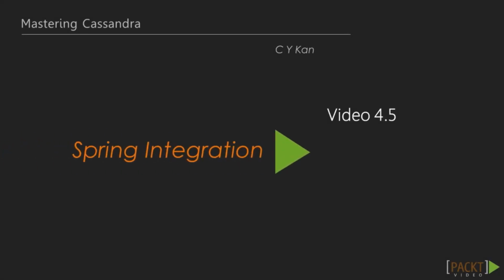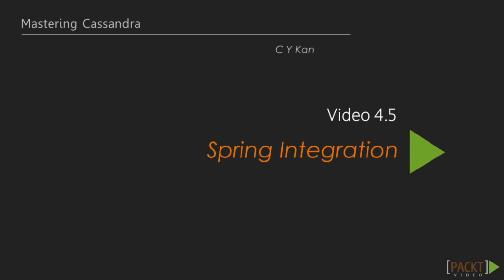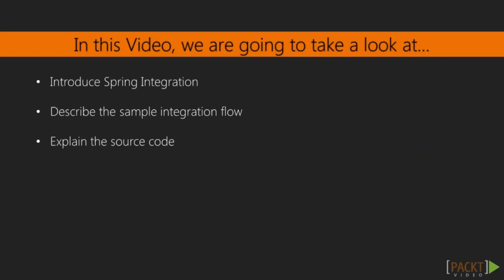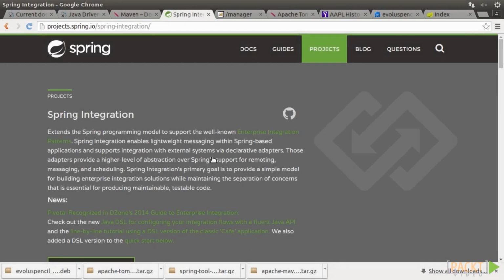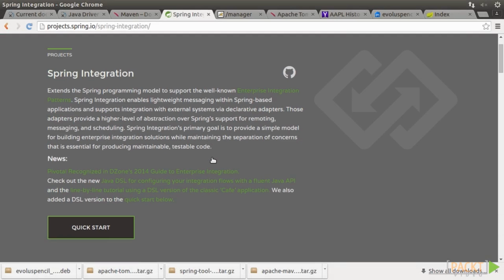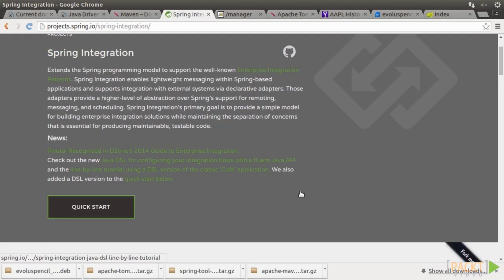Welcome to the last video of this section, Spring Integration. In the last video, we touched on Spring Data Cassandra. In this video, we're going to look at Spring Integration. We'll describe its basic mechanism and the sample integration flow to be demonstrated. We'll also write a simple program to implement the integration flow. Spring Integration was created to extend the Spring programming model to support the well-known Enterprise Integration Patterns, EIP.